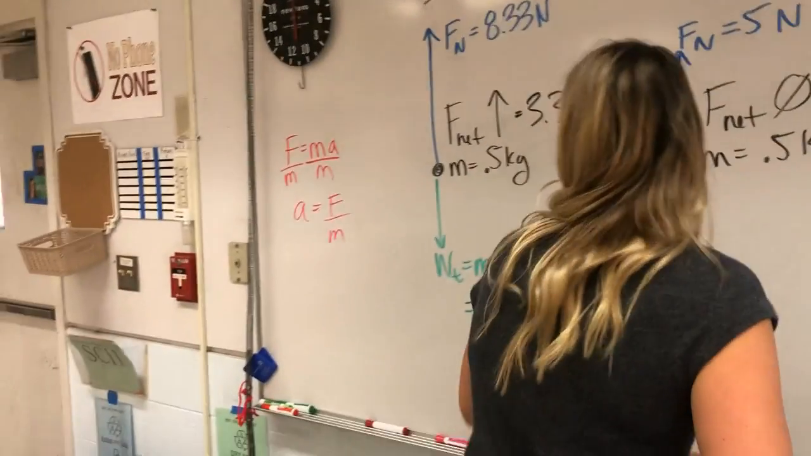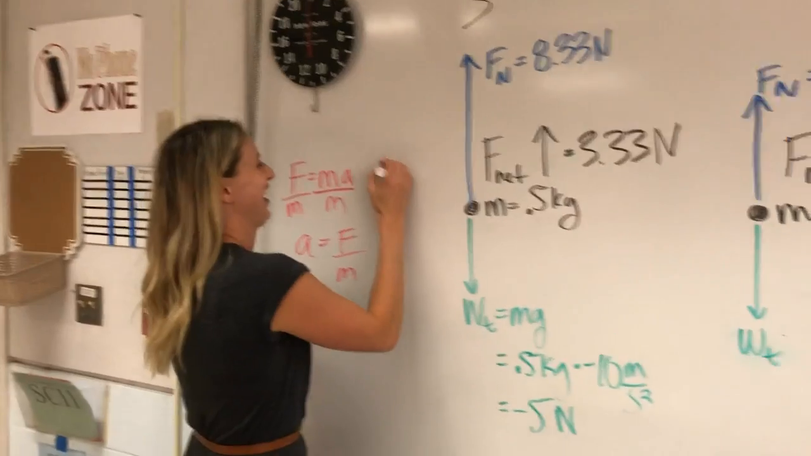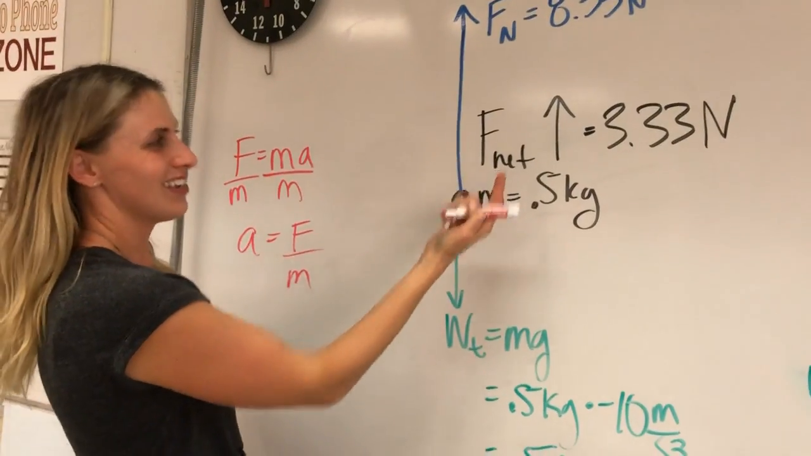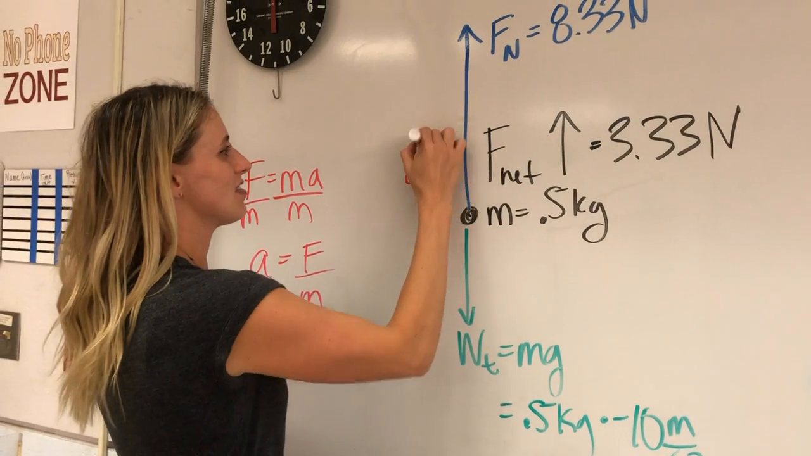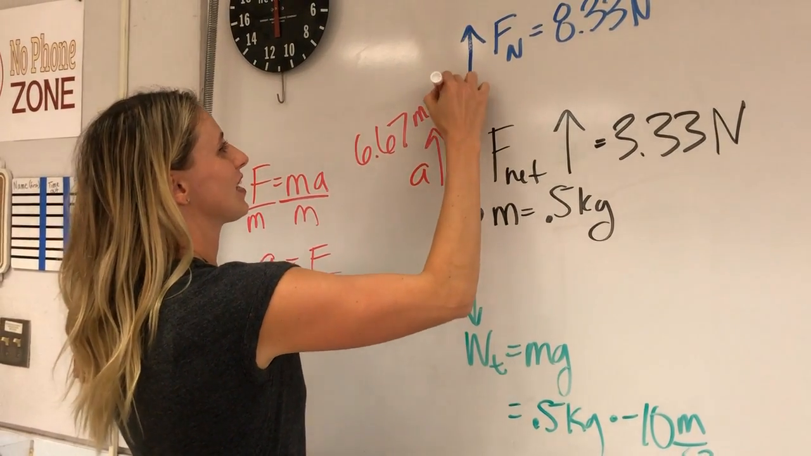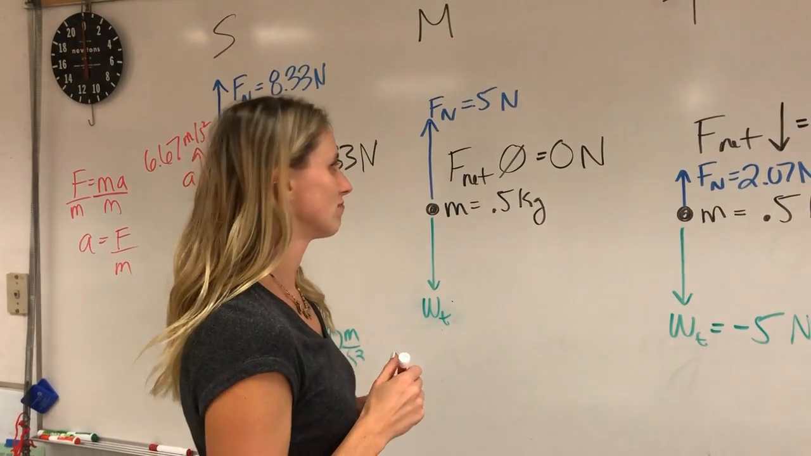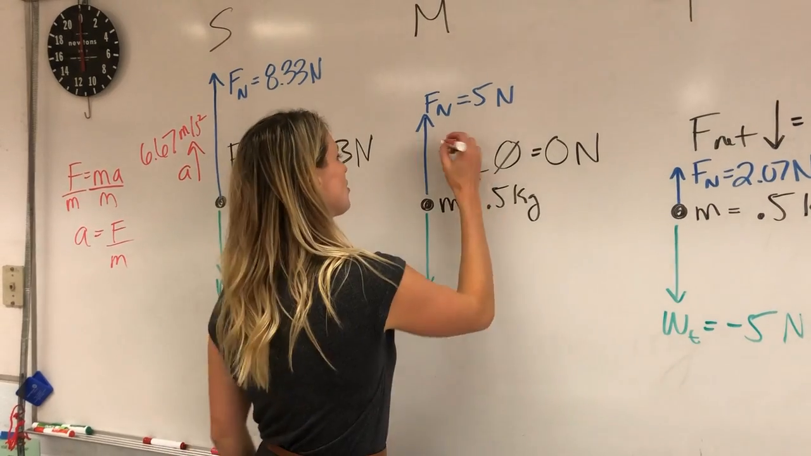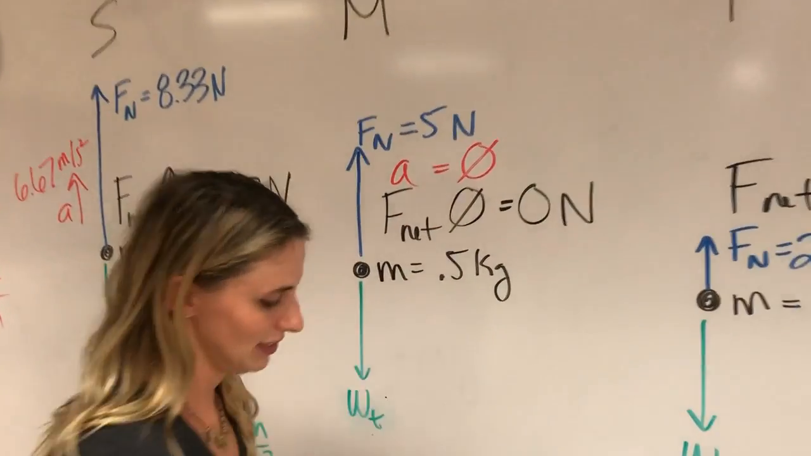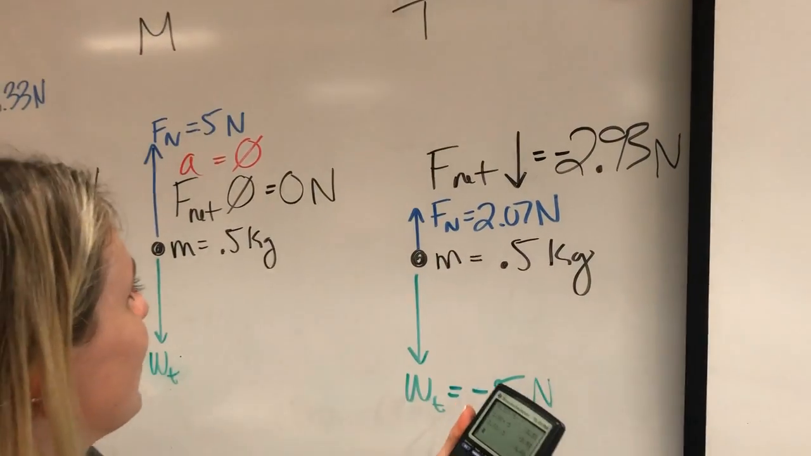Okay, 6.67. We don't want to conjure up Satan. Wait, what direction is my acceleration here? Same direction as the net force. So my acceleration is this way, and we said 6.67 meters per second squared. Do we have any acceleration here? Not if there's no net force. No force means no acceleration.